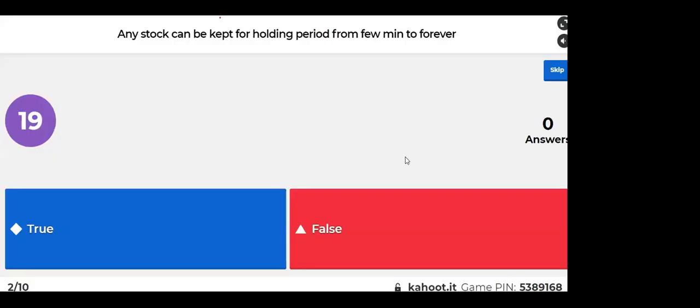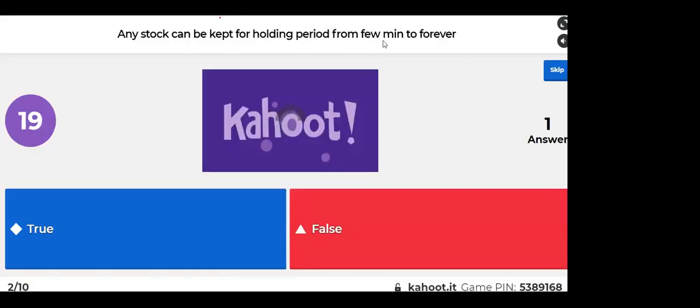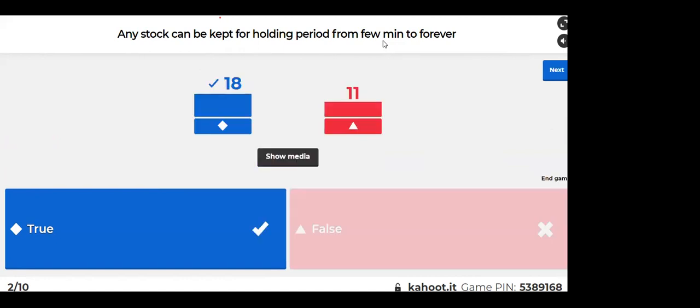Any stock can be kept for a holding period from a few minutes to forever. True or false? These are very easy problems, just to check how many of you are paying attention in the class. Correct, true. You can buy and sell after 2-3 minutes, or sell after 10 years, 20 years, or you can keep it for your children and grandchildren. Very good, Niketan.